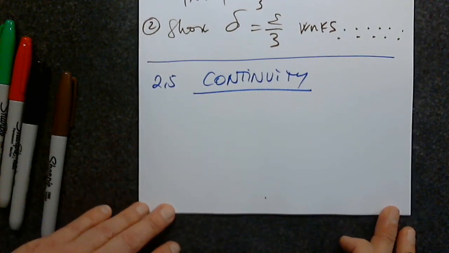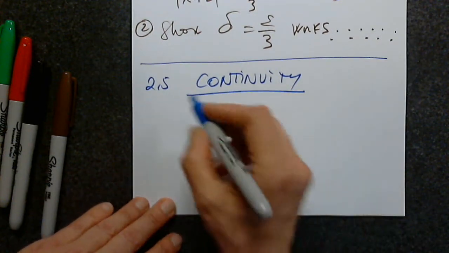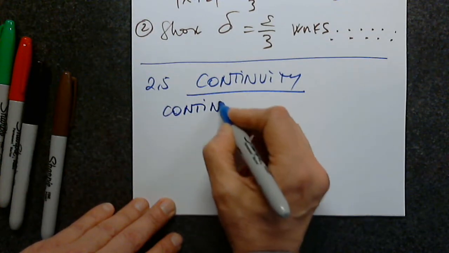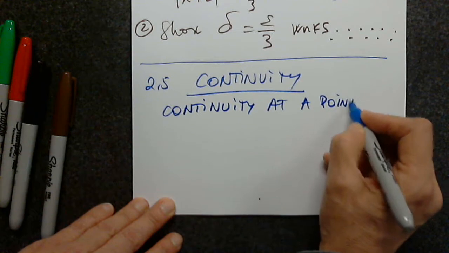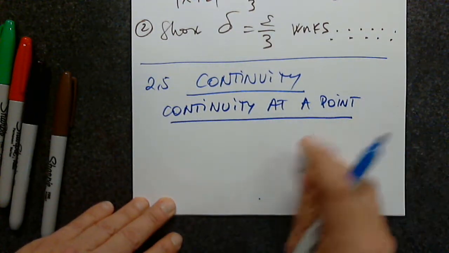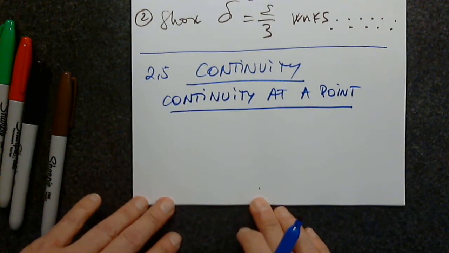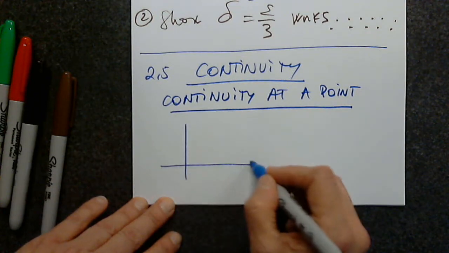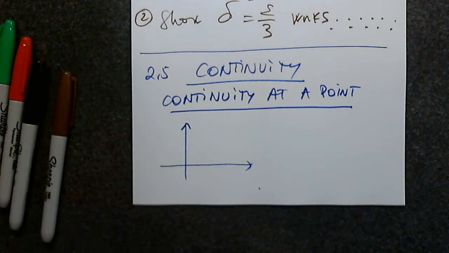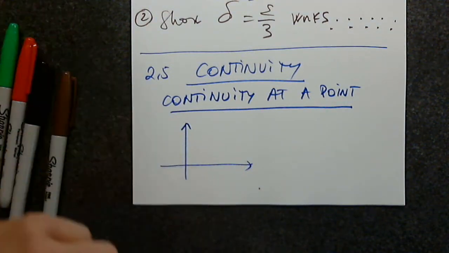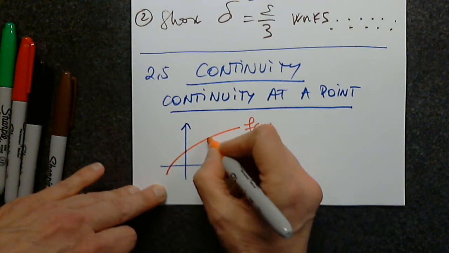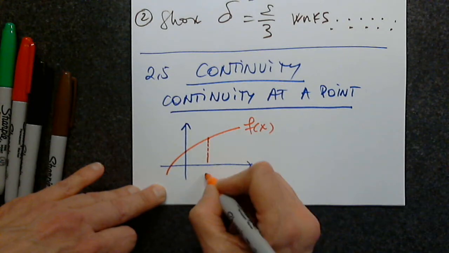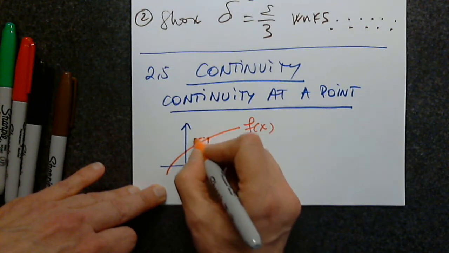The most important topic here is continuity at a point. Continuity at a point. So here is a function. And this is a point. I'm going to say 2, 3.